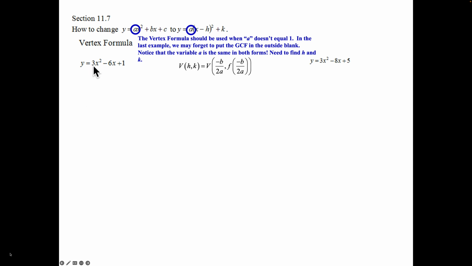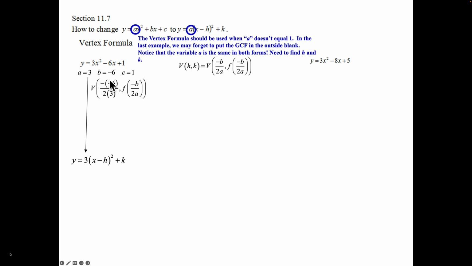So here, a is 3, b is negative 6, c is 1. Take that a, which is 3, and put it in your answer right now. Just like we did when we factored, we wrote down what my answer has to look like. Same thing here, 3 right there for the a. Now to find h, k, we're going to find negative b over 2a. So negative 6 over 2 times the a, which is 3.